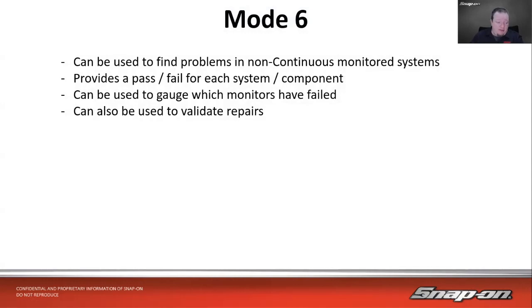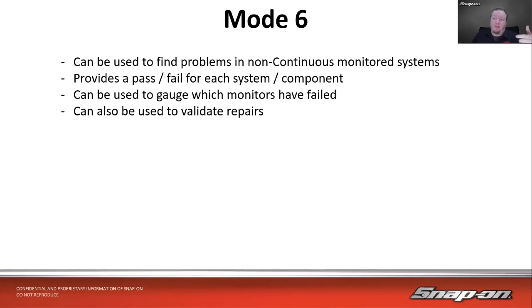Next one, we go to mode 6. Mode 6 is pretty popular out there, especially for trying to figure out misfires, things of that nature. A lot of Ford folks use that for sure. It can be used to find problems in non-continuous monitored systems, any of the systems that aren't monitored continuously, like a once per drive cycle type thing. It provides a pass-fail for each system or component, and can be used to gauge which monitors have failed at the time. So what monitors have we gone through and which ones have failed.